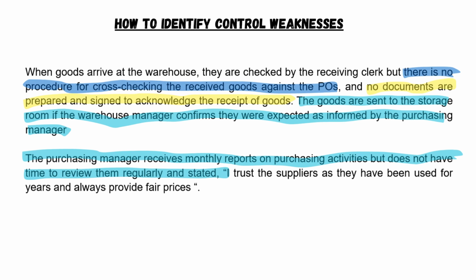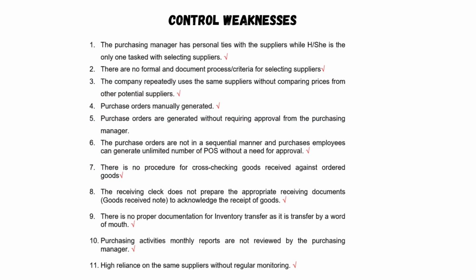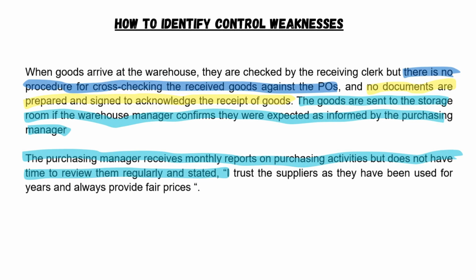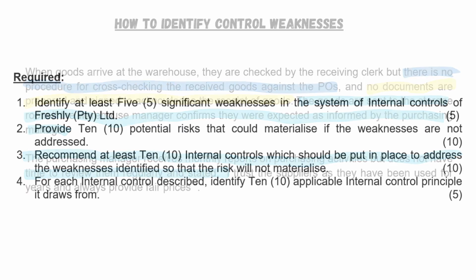Another thing you will also notice here is that the purchasing manager stated, "I trust the suppliers as they've been used for years and always provide fair prices." So the weakness here is a high reliance on the same suppliers without regular monitoring. We rely on them heavily because we believe they've been providing fair prices, but we're not reviewing their performance, whether they are offering us the best price as compared to others, and at the same time meeting our expectations in terms of the quality of goods that we are receiving from them. So all these things are weaknesses within the system of internal control.